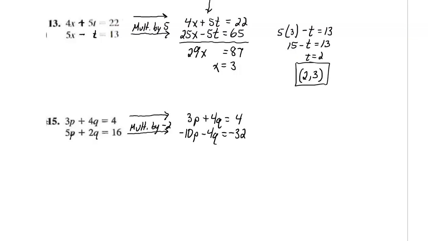Do you see why I chose to multiply by -2? Do you notice what happened? Now we can add together. This is -7p is equal to -28. Therefore, p is 4. You can substitute into either of the original equations. I'm going to use the first equation.